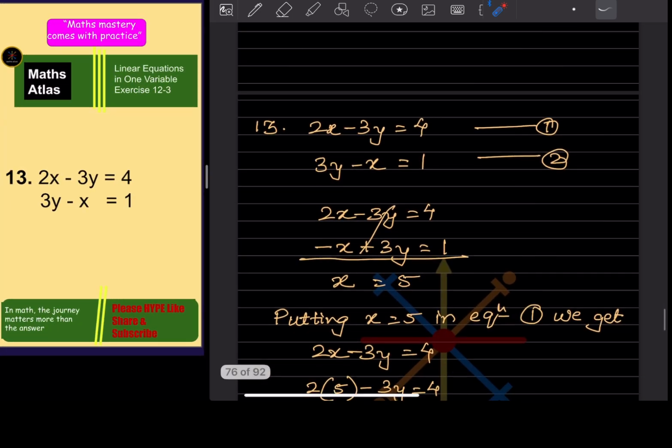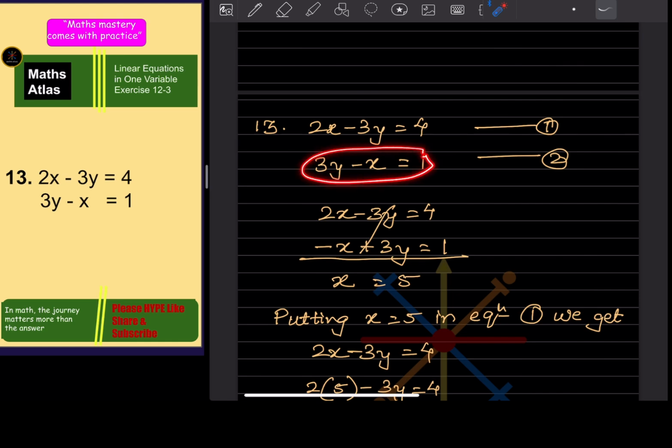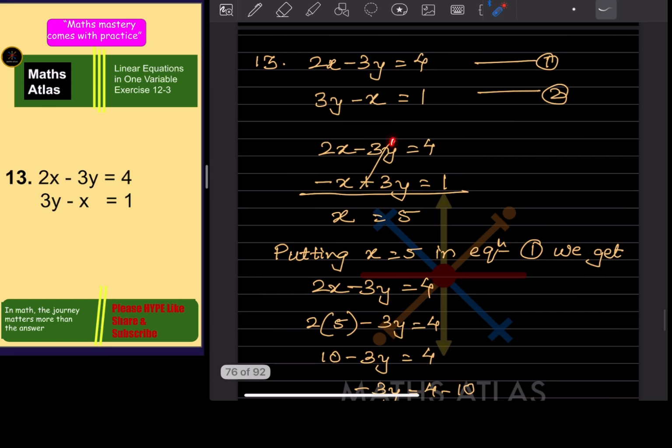So now let us go to the next, this one, question number 13. So 2x minus 3y is 4 and 3y minus x is 1. So what we can do here, this is equation number 2. So we'll bring this x on this side. Here equation 1 stays as it is. So minus x, so this is plus 3y is 1. So after rearranging this one, we don't have to multiply by any number here, because we already have minus 3y and plus 3y. This gets cancelled out. So what will be here? This is going to be x and this will be 5.